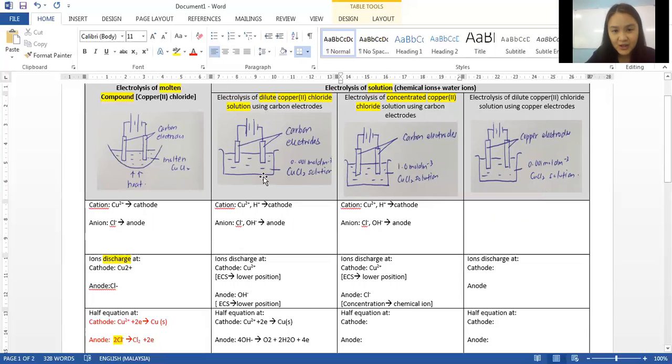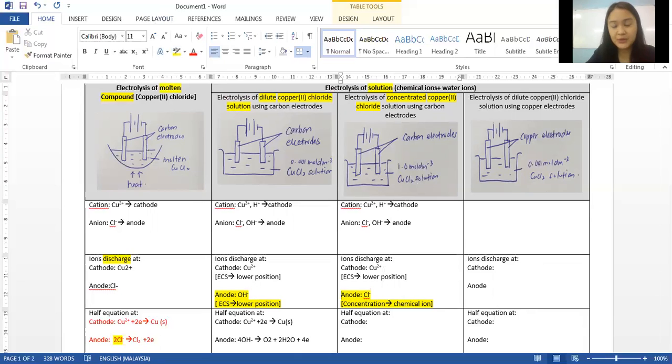Okay, you see the difference. Just now, when you did it with normal dilute solution, you chose OH- due to the factor of ECS. But now when you increase the concentration of the solution, your choice at the anode is different. Now you choose based on concentration and therefore you choose chloride to discharge instead. Let me highlight the difference to you. The difference is at the anode side. So you have made your choice based on the factor available.